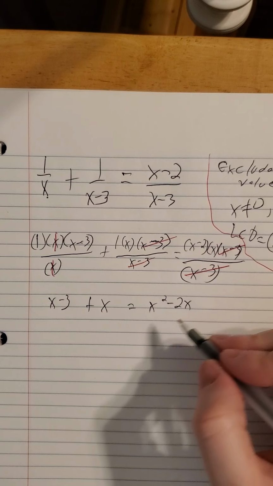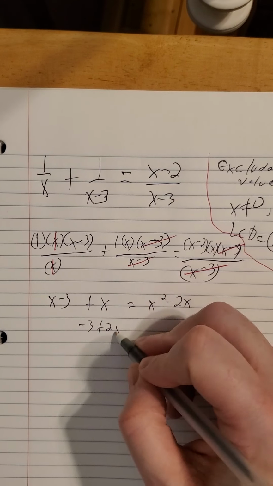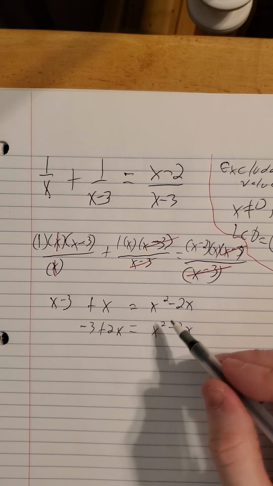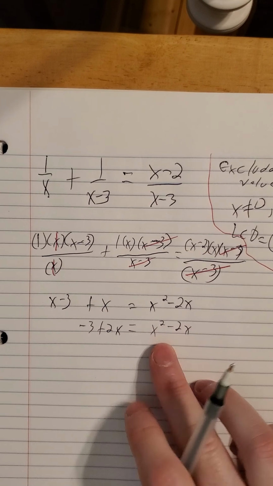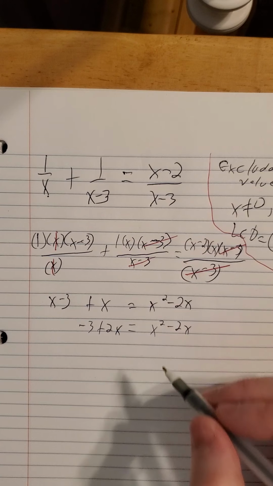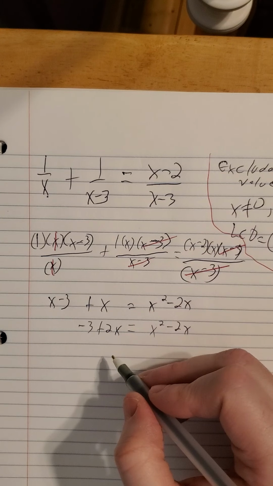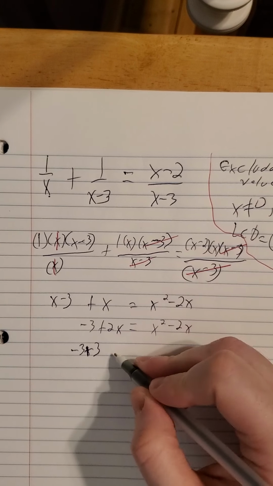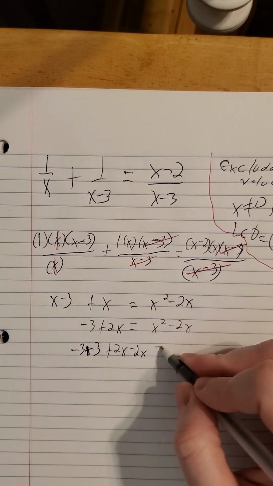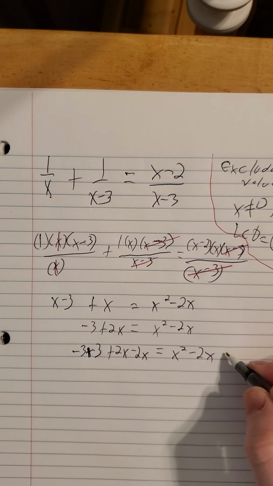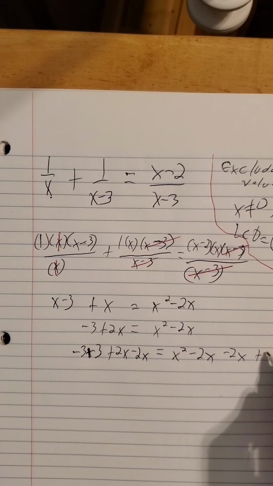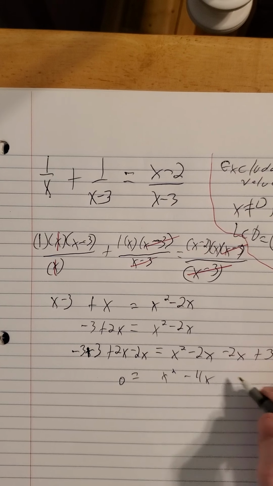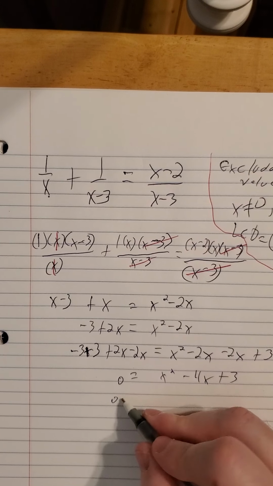x squared minus 2x. So negative 3 plus 2x, simplifying on the left side, x squared minus 2x on the right-hand side. This one, notice, is a little bit different than the last two. This one turned quadratic. We have this x squared, so different strategy. We want to set one side to 0 and go from there. So I'm going to add 3 to both sides. I'll also subtract 2x on both sides. So then 0 on the left-hand side, x squared minus 4x plus 3 on the right-hand side.